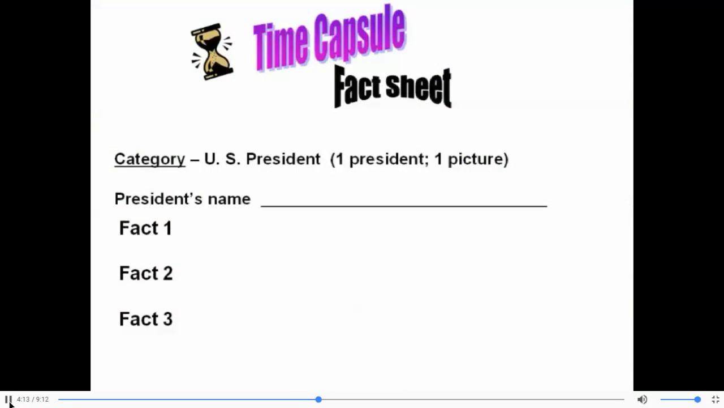To begin with, I want to talk about how you will gather your information and fill out your fact sheet. So I'm going to use a couple of examples to help you start so that you can understand it. Now, let's say I picked the decade 1960s.